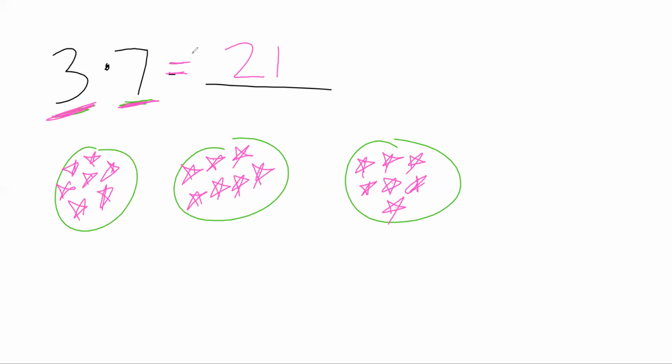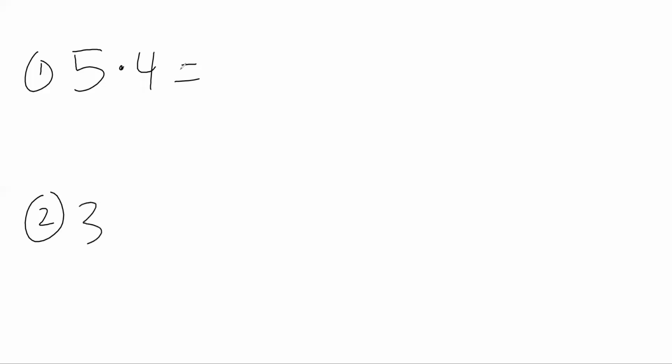So circles and stars is a really good process. And so what do I always say? Let's keep practicing. So I'm going to give you a couple. I'm going to say 5 times 4. Try that one. And again, I always like that idea of pause the video and solve it now and then come back and see.